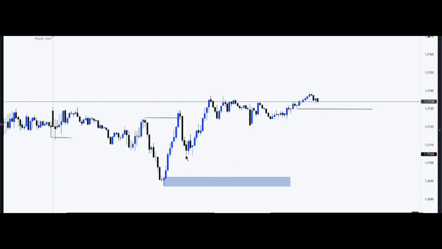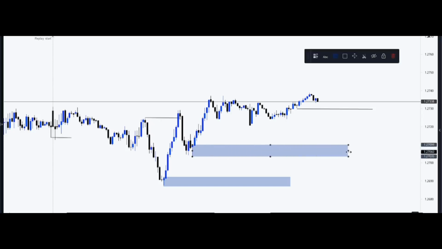Then this OB here, we have a new OB here. This one, very clean, clear OB. Why? We would have marked this as our order flow, but it's already mitigated. So this is our OB. Clean, clear. All right?